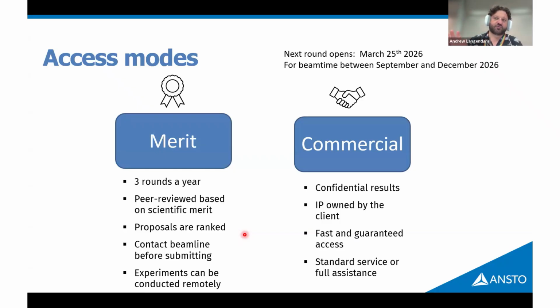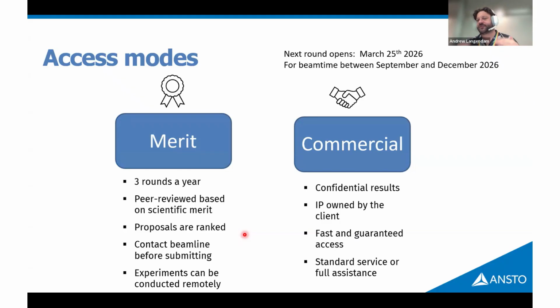There's also a commercial way to get beam time. Basically, if you pay us money, we will give you beam time. This has the advantage of all of your results will be confidential. You own the IP. You can normally get access much faster to the synchrotron as well. It's normally within, once the negotiations for contracts and stuff are done, you can normally be on site within a few weeks of signing everything up.